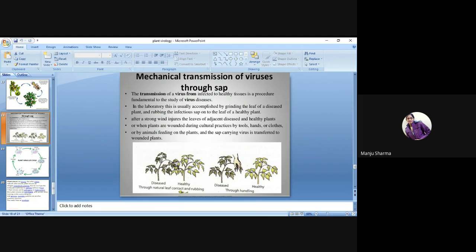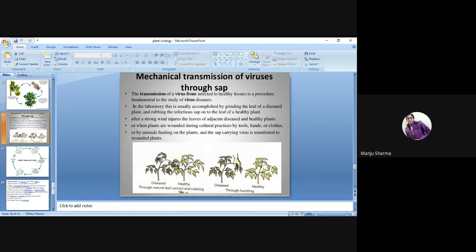In nature, this happens after a strong wind injures the leaves of adjacent diseased and healthy plants, or when plants are wounded during cultural practices by tools, hands, or clothes, or by animals feeding on the plant, and the sap carrying virus is transferred to wounded plants. So here, disease spreads through natural leaf contact and rubbing.